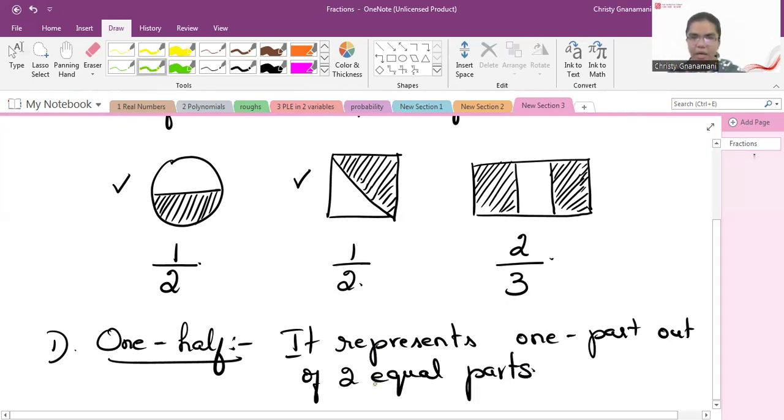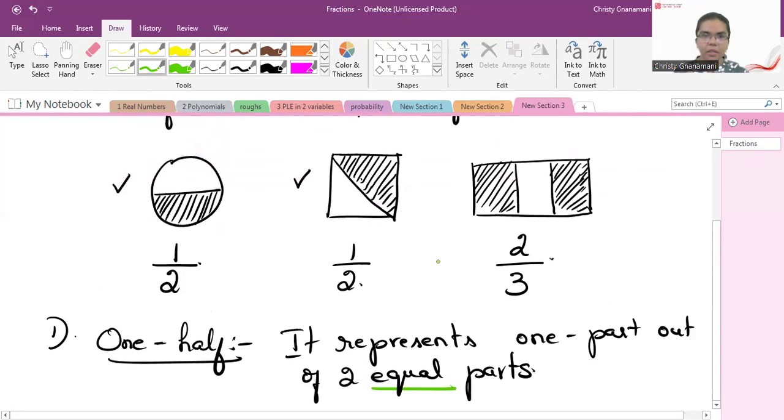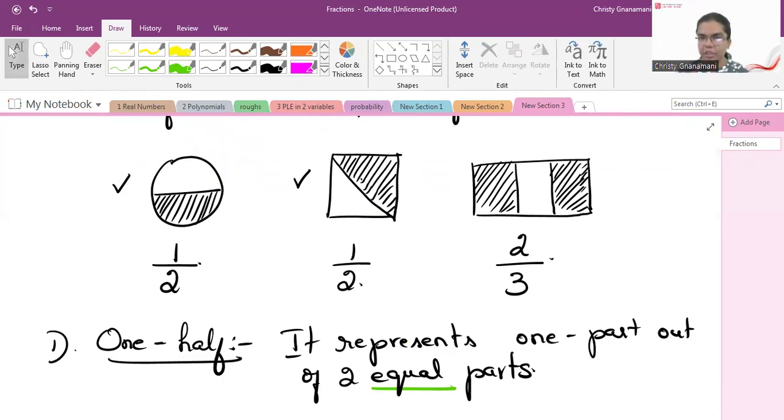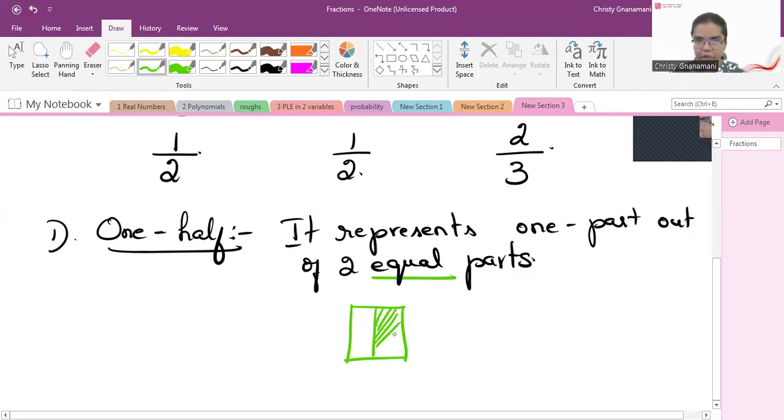And remember, this term equal is very important. Okay. Because whenever you're doing fractions, the circle or the figure, whatever figure you're using, it has to be divided into equal parts. Only then the selected part will be called a fraction. So let me explain this in detail. You see here, this is a square, and I've shaded exactly half of the square. So this represents one half of the square.